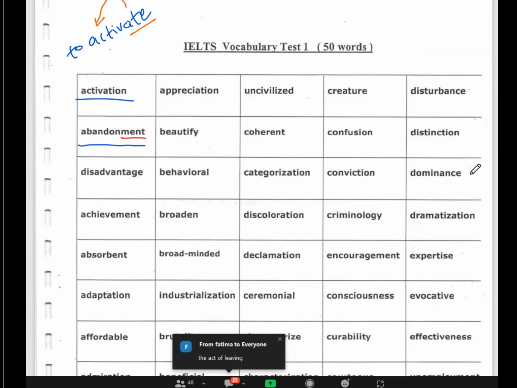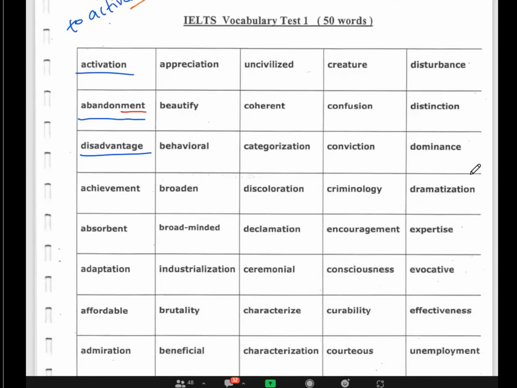Disadvantage is something positive or negative? Negative, yeah, something negative. In the exam, especially in writing, they might ask you about the advantages and disadvantages of something, like of studying abroad, for example. So you will talk about the good things and the bad things. Okay?